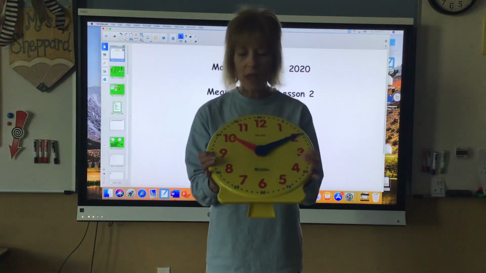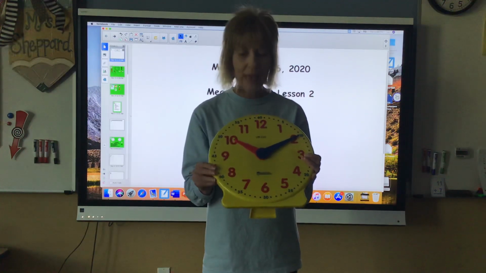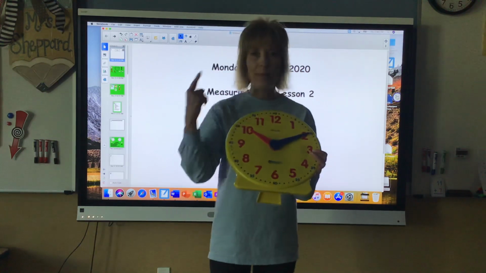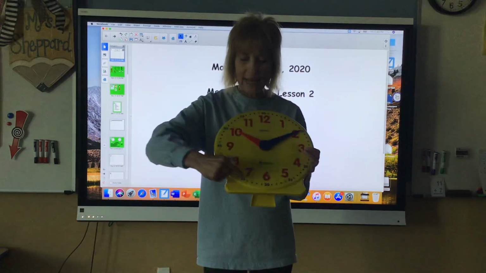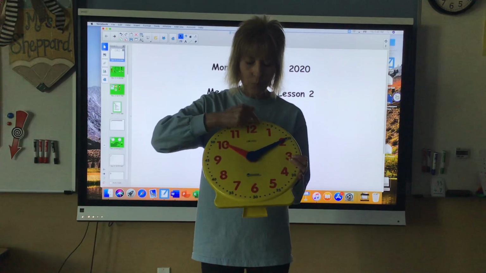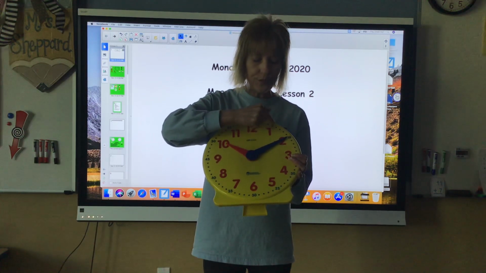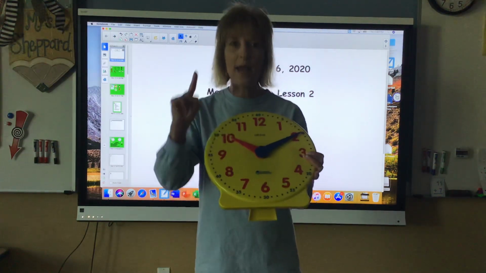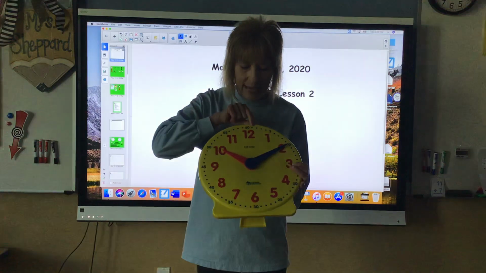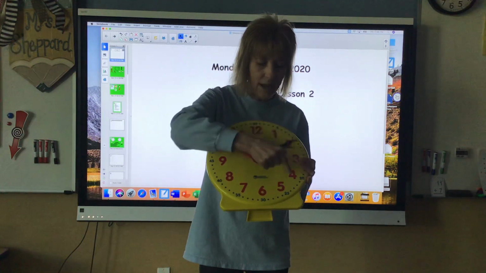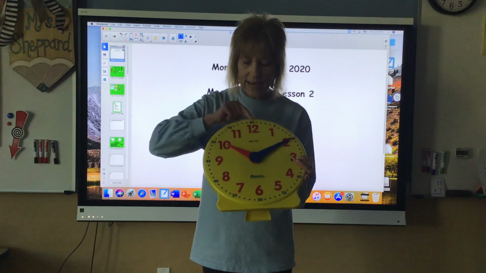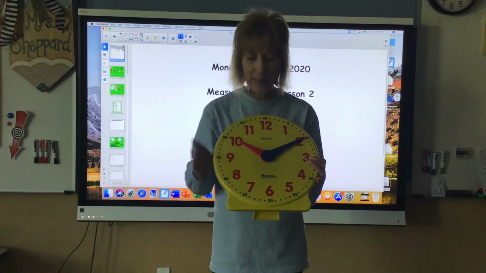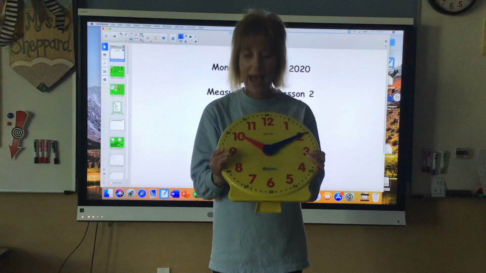Starting with our analog clock, my red short hand points to the hour, my long blue hand points to the minutes. I'm remembering there are 60 minutes in an hour. Every one of these little blue spaces on your analog clock represents 1 minute. If you start right here and go all the way around counting by ones, it will take you all the way back around to the 12, to 60, because there are 60 minutes in an hour.